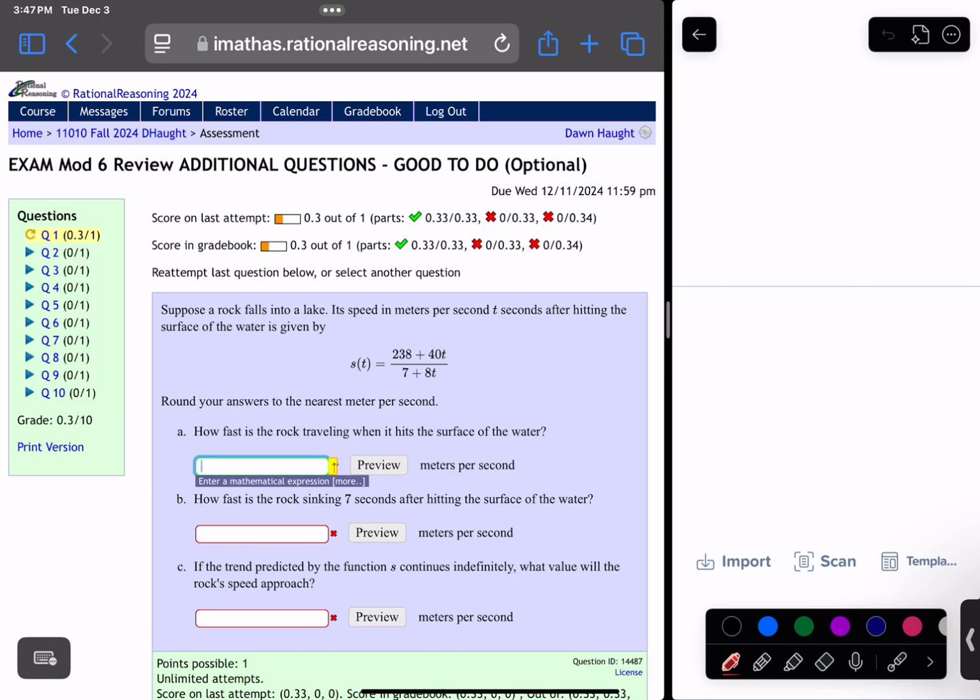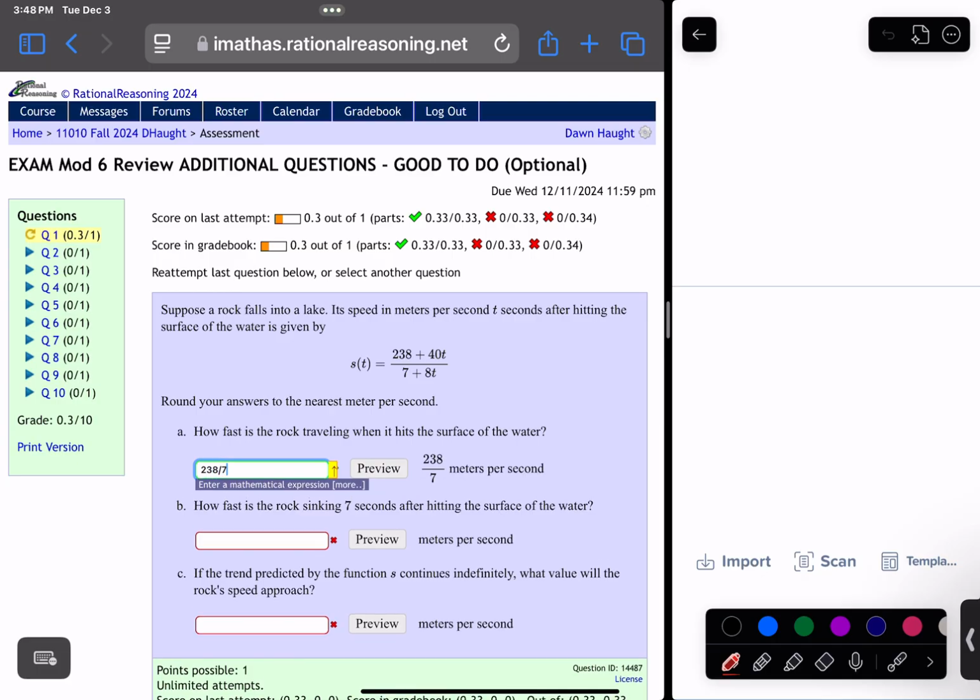Our first example says, suppose a rock falls into a lake. Its speed in meters per second, t seconds after hitting the surface of the water, is given by S of t. We're going to round our answers to the nearest meter per second. How fast is the rock traveling when it hits the surface of the water? Well, that would be at time 0, because t is how many seconds after hitting the surface. So if we plug in 0, we get 238 divided by 7.